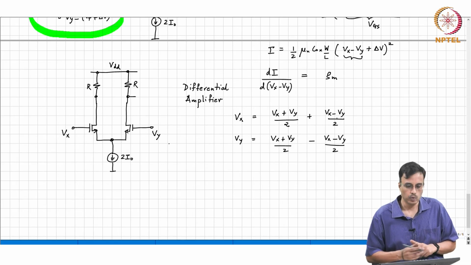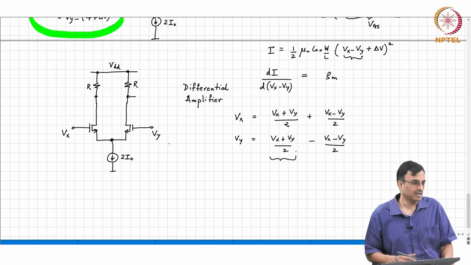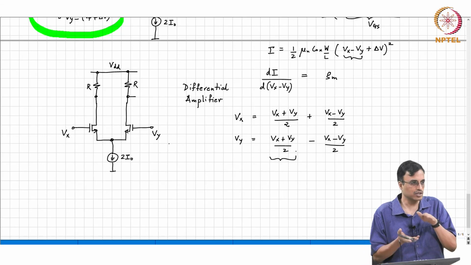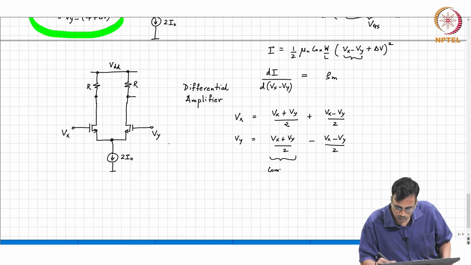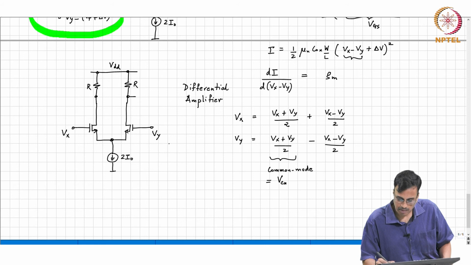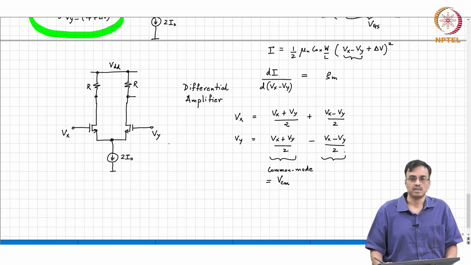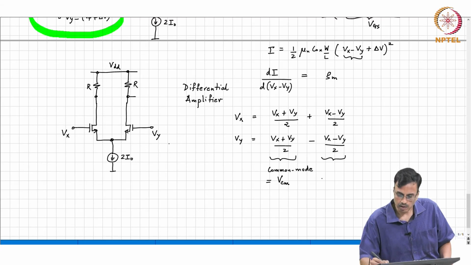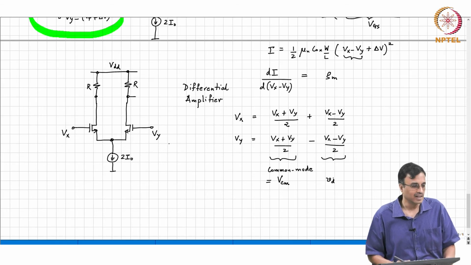Okay. And this has got nothing to do with circuits, this is just a way of expressing two numbers in a different form. So, this is the part which is common to both Vx and Vy. So, this is called the common mode component, which is often called VCM, and this is the differential mode component, which you can call VDM, but I dropped the M.